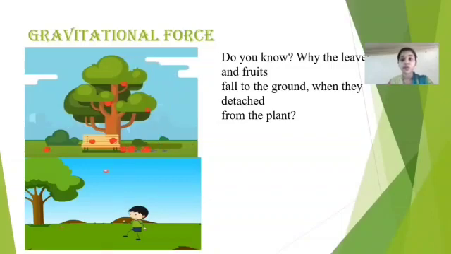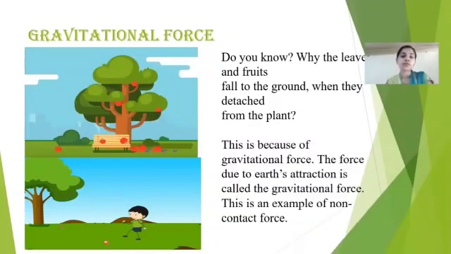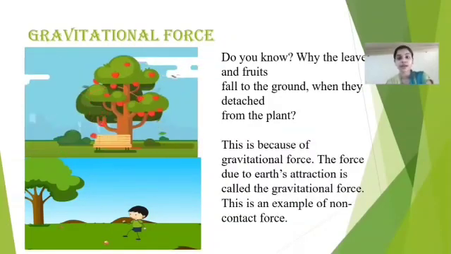Everyone knows very well about Newton's law of gravitation. Newton's story is that one day he was sitting under a tree, and an apple fell down on his head, and he discovered the law of gravitation or gravity. So do you ever think about why the leaves and the fruits fall to the ground when they detach from the plants? Why do all the objects, when you throw them upward, come back or fall down? If I have this ball and I throw it up, then it comes back down. Why do all these things happen?